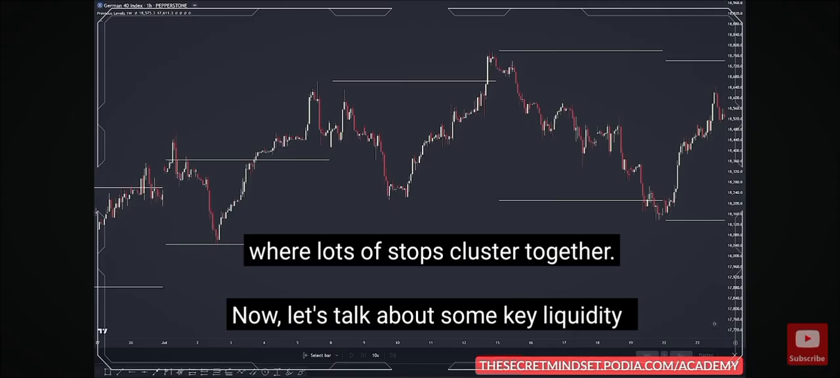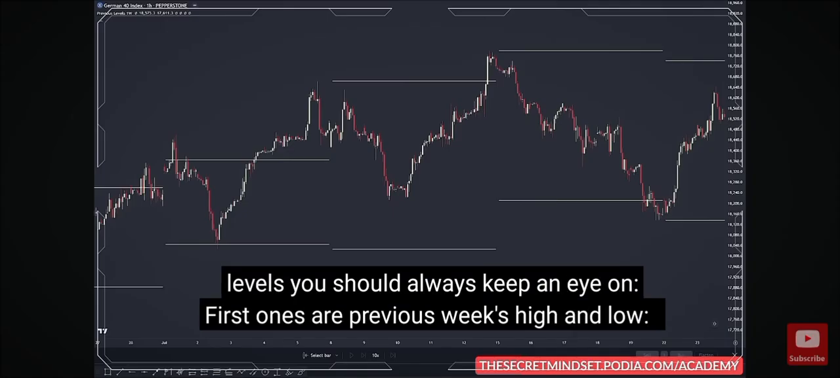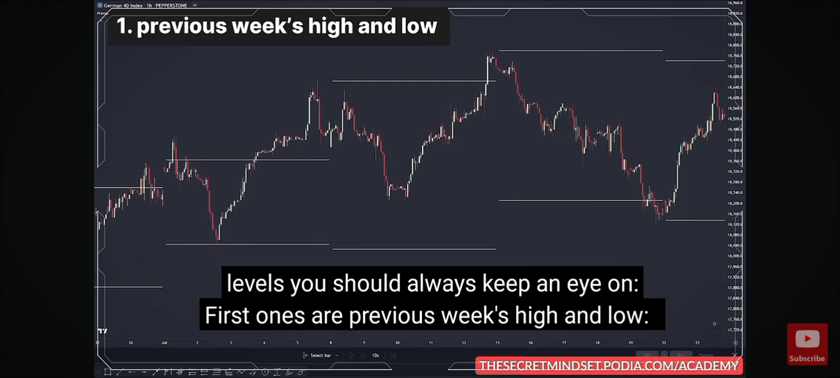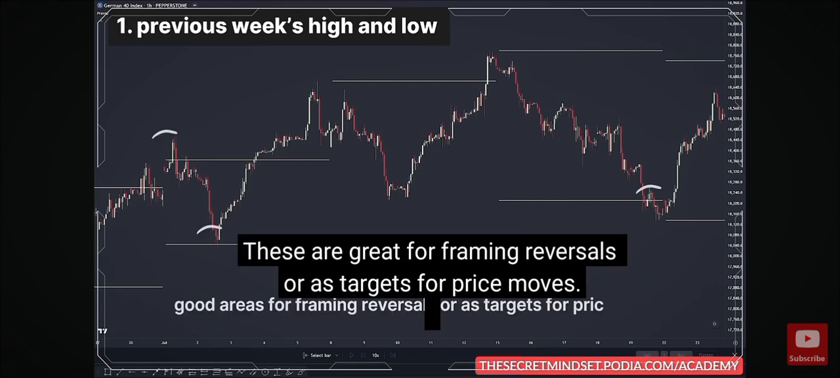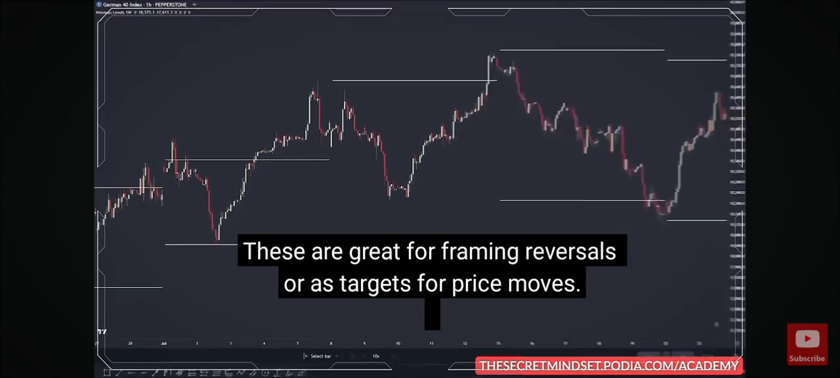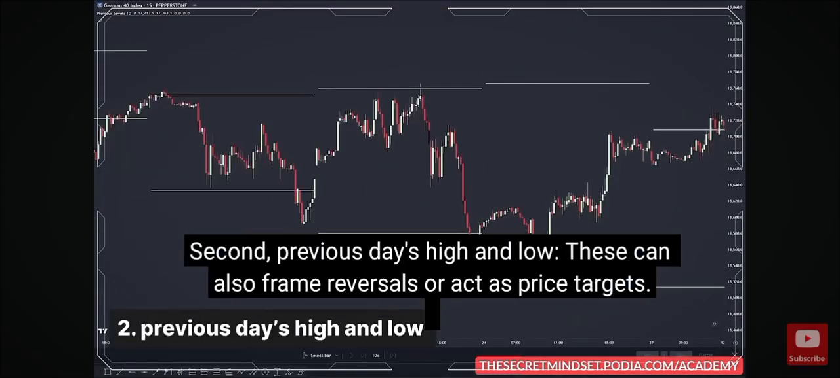Now let's talk about some key liquidity levels you should always keep an eye on. First ones are previous week's high and low. These are great for framing reversals or as targets for price moves. Second, previous day's high and low. These can also frame reversals or act as price targets.